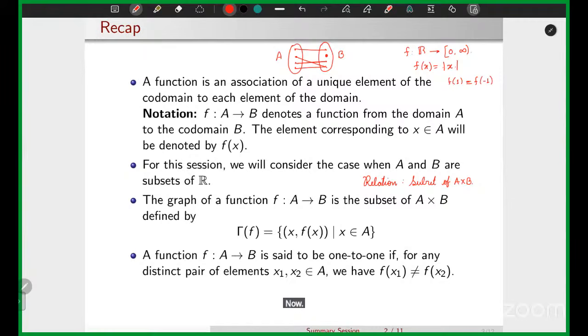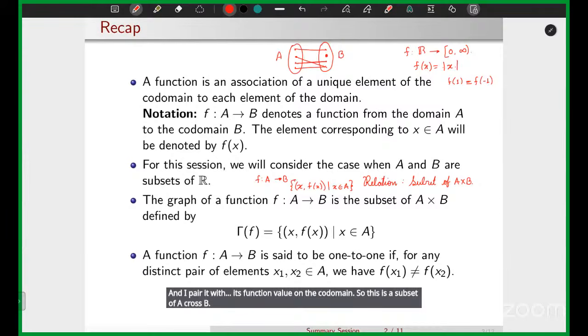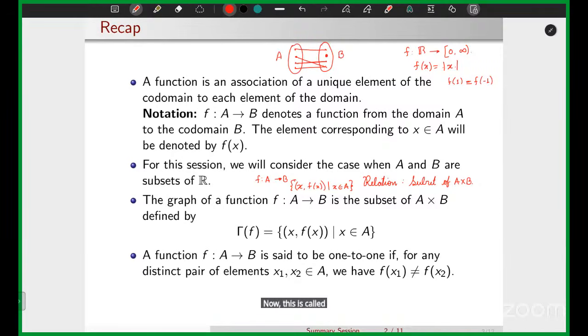Now, suppose I have this function f from A to B. I can collect all the pairs of the form x comma f of x. I let x be an arbitrary element of the domain, and I pair it with its function value in the codomain. So this is a subset of A cross B. This is called the graph of the function. Why is it called the graph of the function?